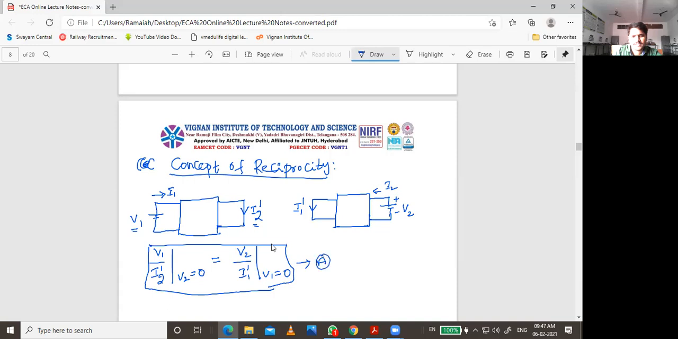Let us say equation A. The network is said to be reciprocal. So now what is this here? I2 dash. So current is here I2. So therefore here I2 equal to I2 dash. Here V2 equal to 0, but this I2 equal to minus I2 dash. And here V1 equal to 0 and I1 equal to minus I1 dash.